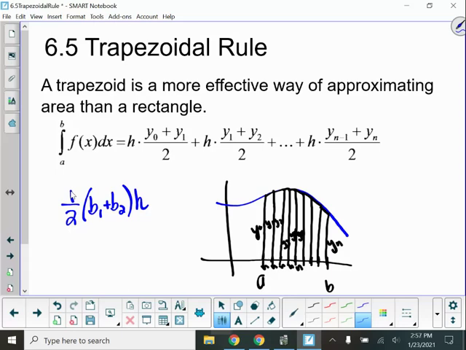And then on top, you have your y0 plus y1, y1 plus y2, y2 plus y3. So your y's are going to be the different heights, because you have two bases that make up your trapezoids. The first and last values, y sub 0 and y sub n, are only used once because they are only attached to one trapezoid. But all the ones in the middle are going to appear in two different trapezoids.